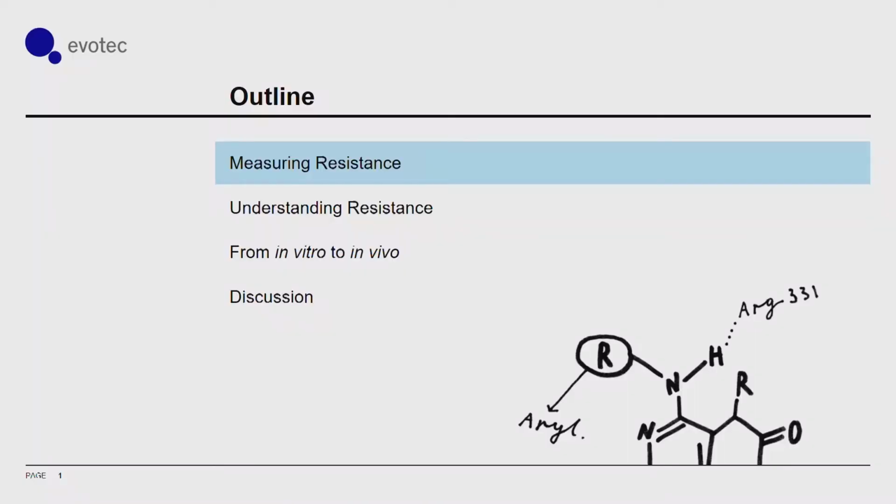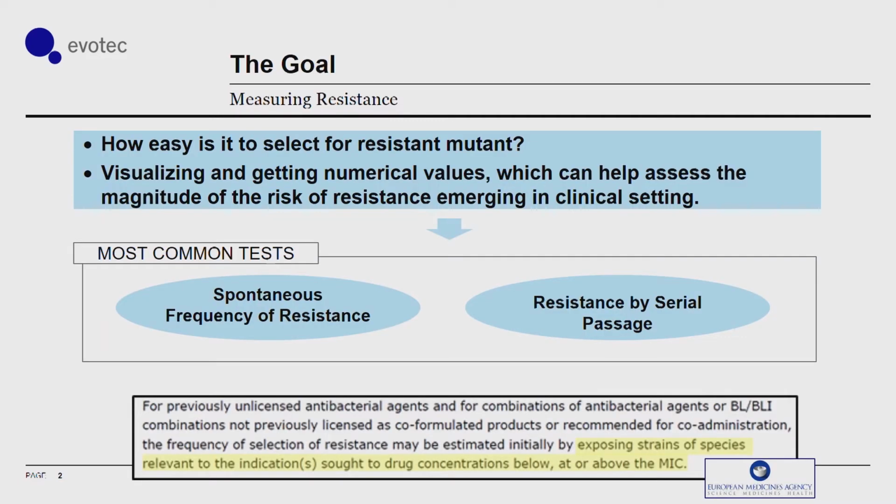What are the experiments that you can do to measure resistance? What are the experiments you can do to understand resistance? Then the transitions from in vitro to in vivo. And I will wrap up with a few conclusions. So first, for measuring resistance, the goal here is to have a number, and that number will allow you to assess the magnitude of the risk.